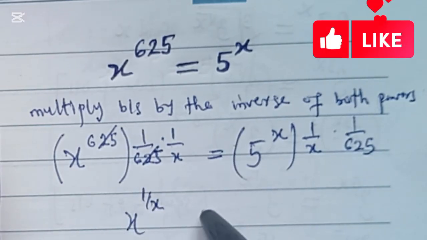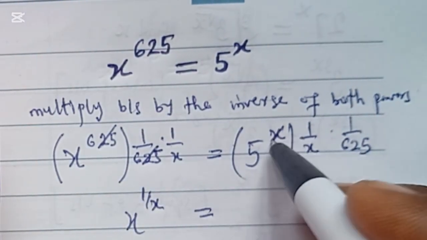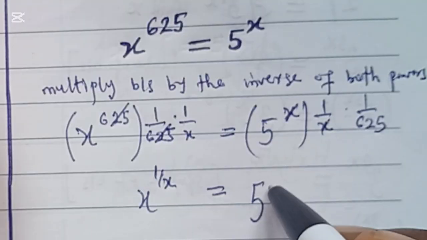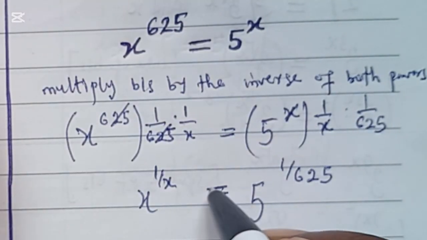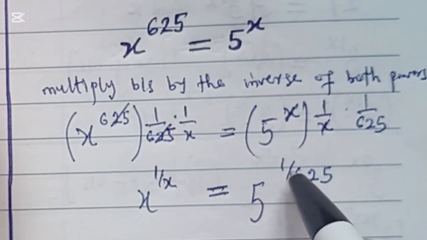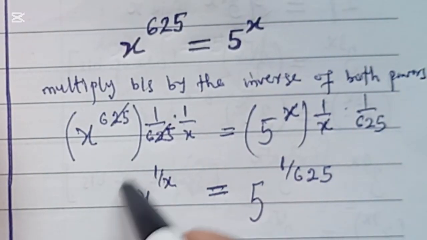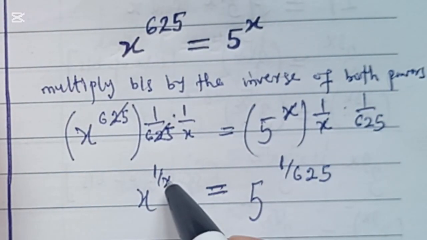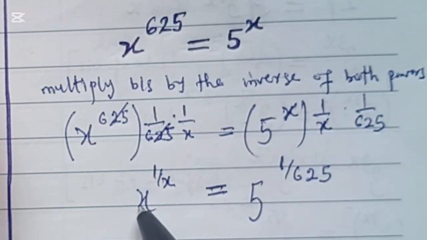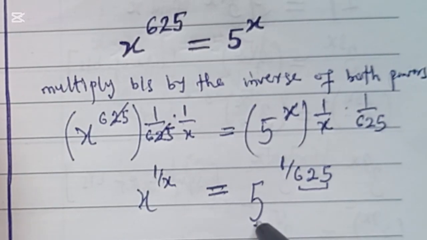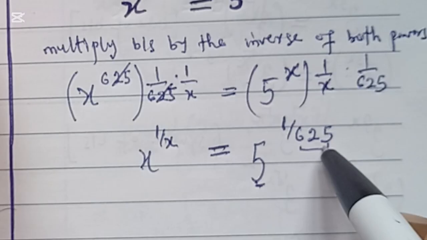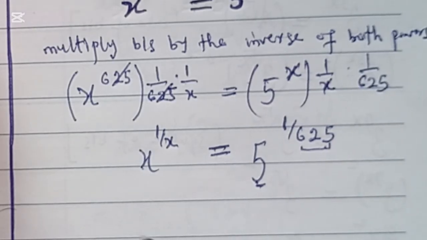1 over x. All right, on this side x cancels out x, and we are left with 5 to the power of 1 over 625. Okay, so our task here is to write 5 to the power of 1 over 625 in this form, where the denominator of the power is the same thing as the x, right? So in this case we have a 5 here and we have 625. So we want to find a situation where we can write 5 exactly in the form of the denominator of the power. All right, so this is what you want to do.